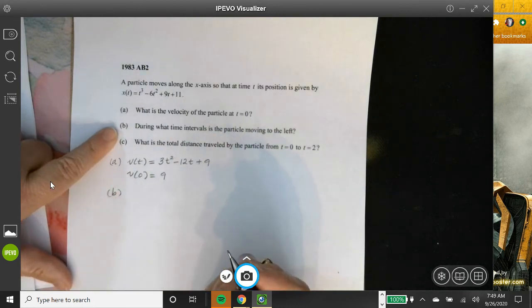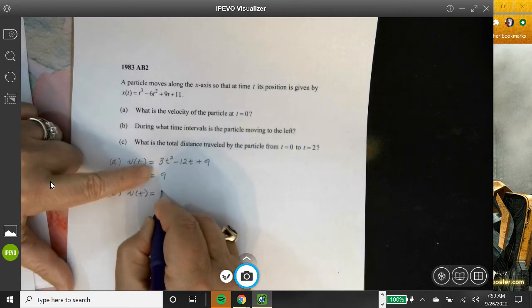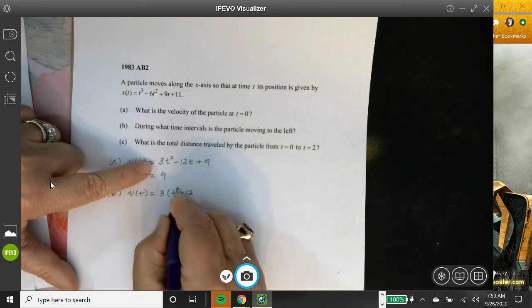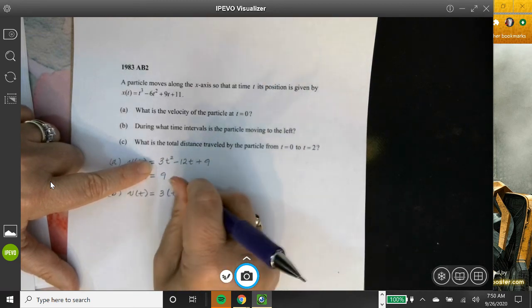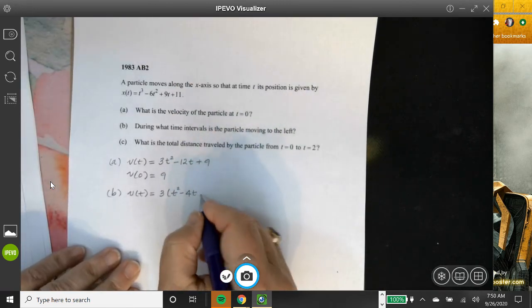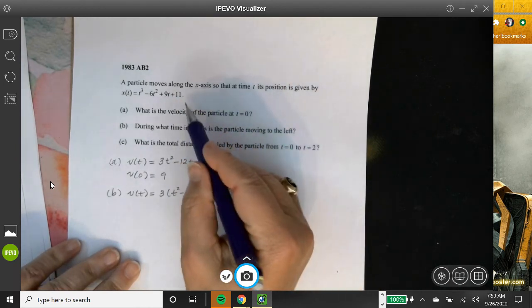Part B, during what time intervals is the particle moving to the left? I'm going to set the velocity equal to 0 and factor a 3 out, and I get 3 times t squared minus 4t plus 3. Now, please notice it doesn't give me any time restrictions on this one.